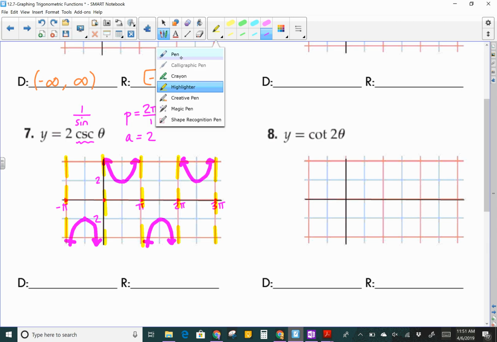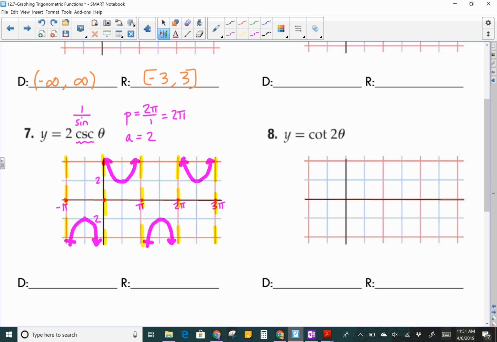Now let's go back and label our domain. Our domain is all real numbers. X cannot be 0, pi, 2 pi, 3 pi, so that's going to be multiples of pi, pi n. My range is all real numbers where the absolute value of y is greater than or equal to, not 1 this time, but actually 2. So that's a cosecant.